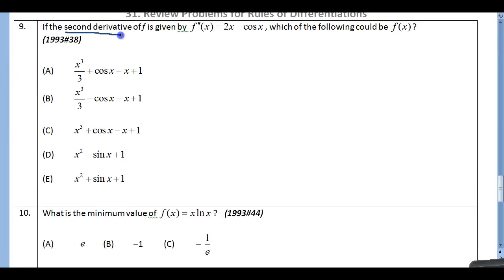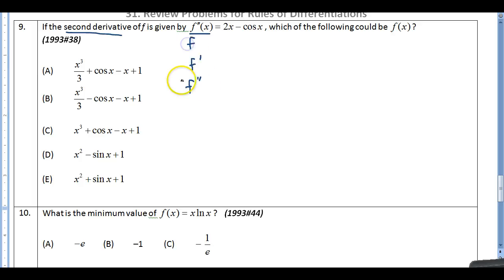If the second derivative, f double prime, is this, which of the following could be f? Okay, so you're given f double prime, and if you had to work backwards, what would f be? Usually we go this way. The only thing we've done so far is taking derivatives. We haven't gone backwards. So let's try to work backwards. Let's just look at this.